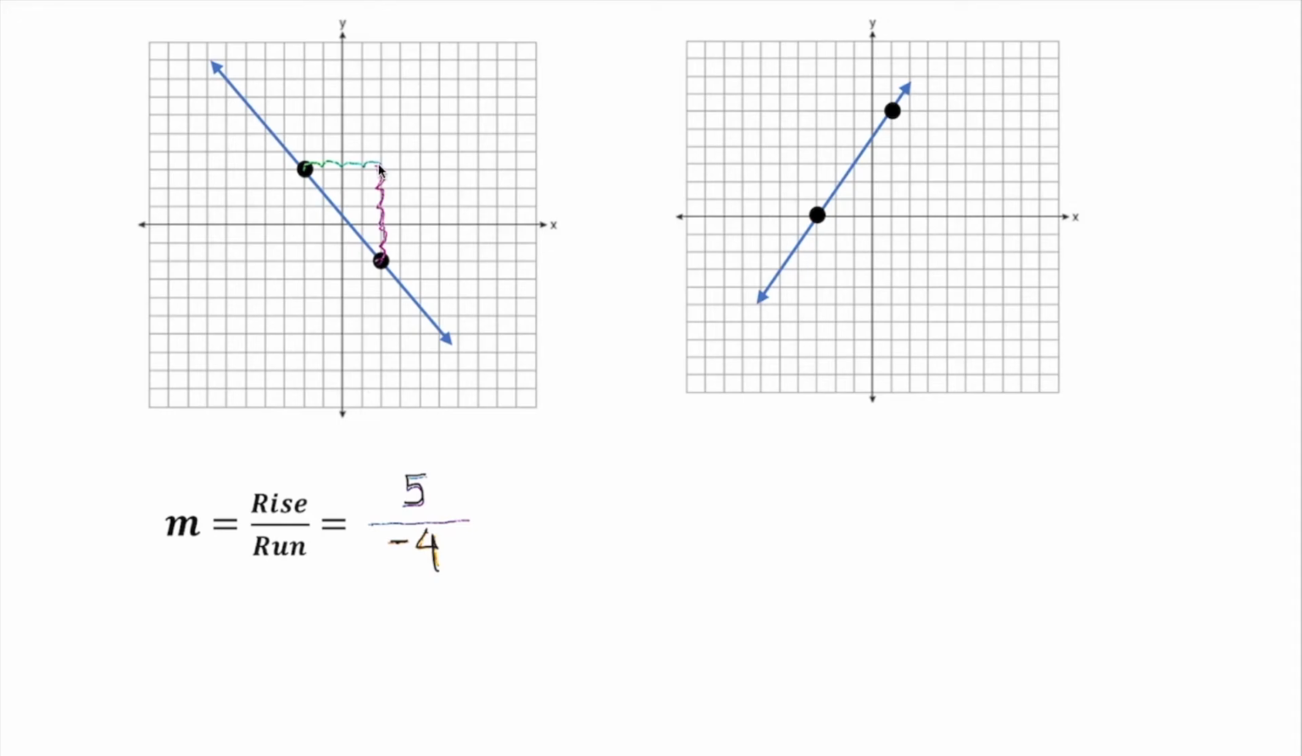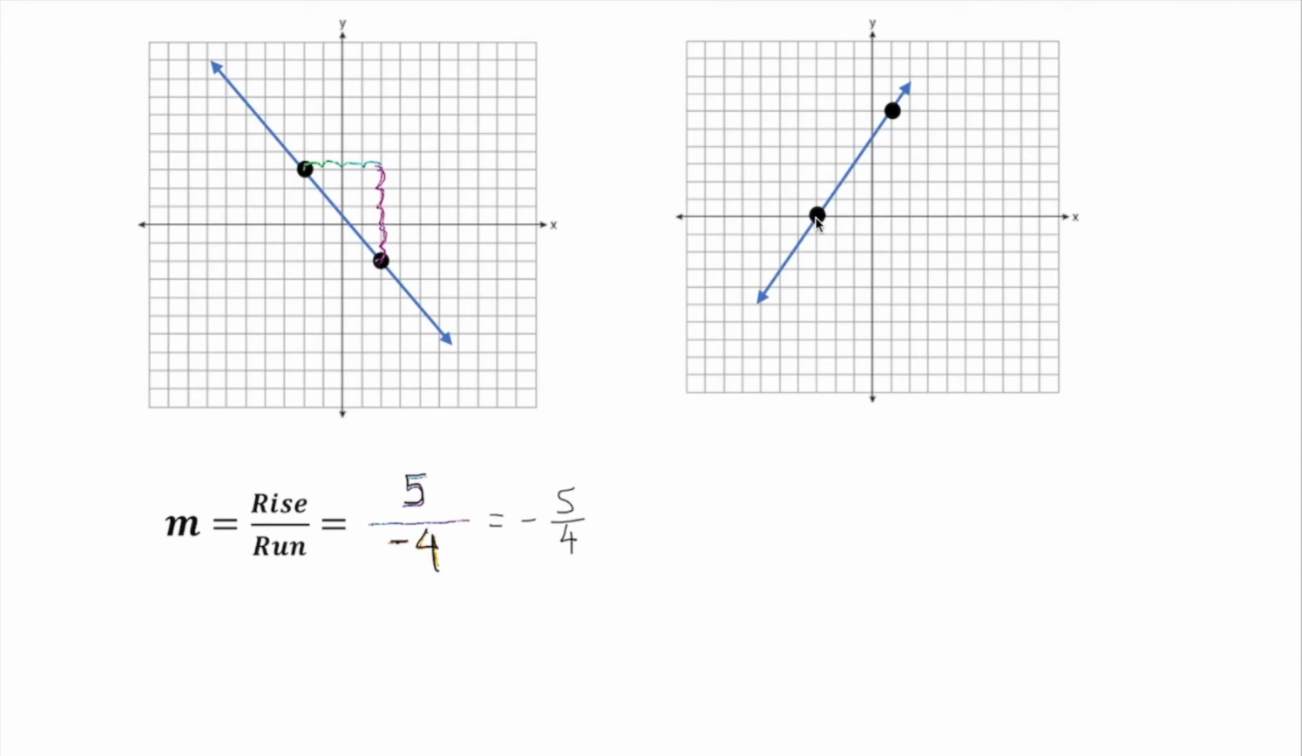We can do it a little bit differently now. We can even go to the left first. If I go to the left, it's going to be run first here. So 1, 2, 3, 4. That's 4 to the left, so negative 4. And 1, 2, 3, 4, 5 up. So no matter which way, it's going to be the same answer. So 5 over negative 4, or I can even put negative 5 over 4, or some decimal.